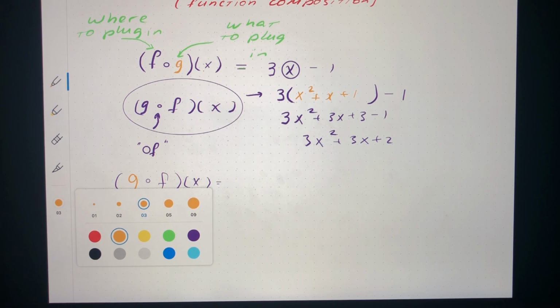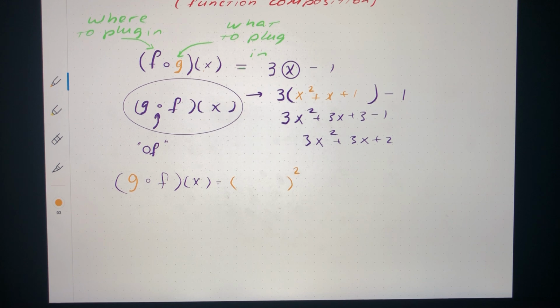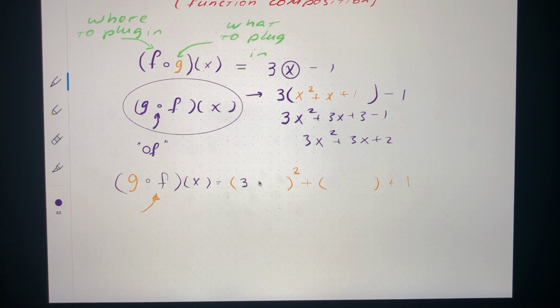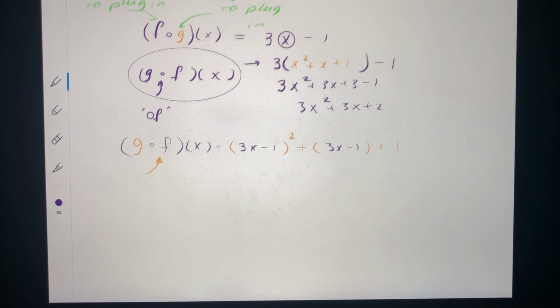And it may be easier to simply rewrite the function g, and each time we have x, put an empty set of parentheses, because that's where we're going to plug in the function f. And then each time we see the empty set of parentheses, we put in the function f, 3x minus 1, 3x minus 1. And once we simplify it, we'll get the final answer. We don't have to do that.